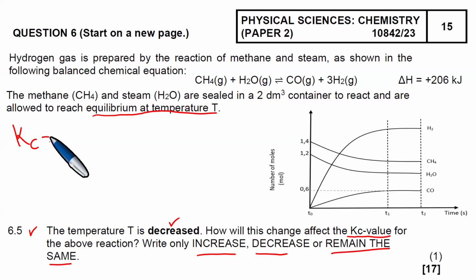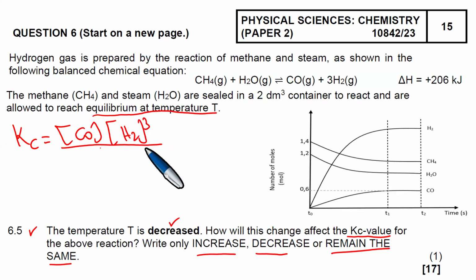Kc: CO, hydrogen, CH4, H2O, water. So we've taken the concentrations of the products and divided by the concentrations of the reactants, and this is the Kc value. But the temperature is decreased.